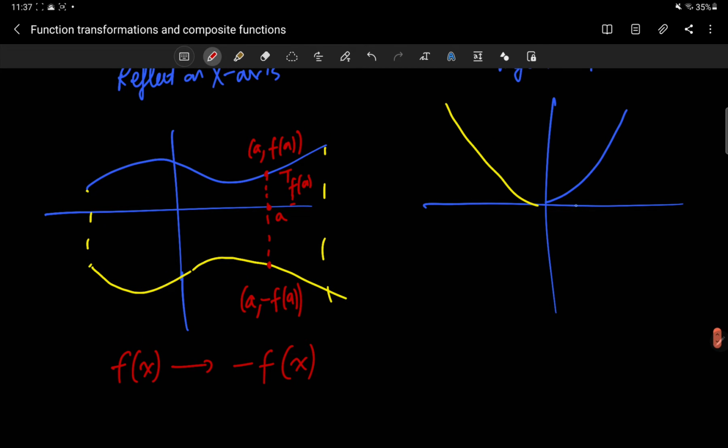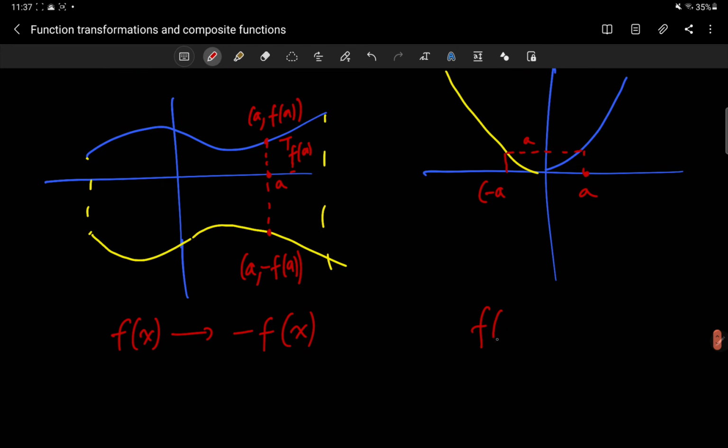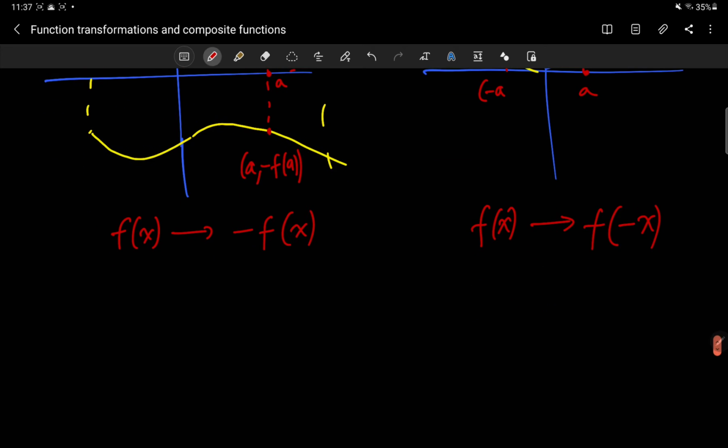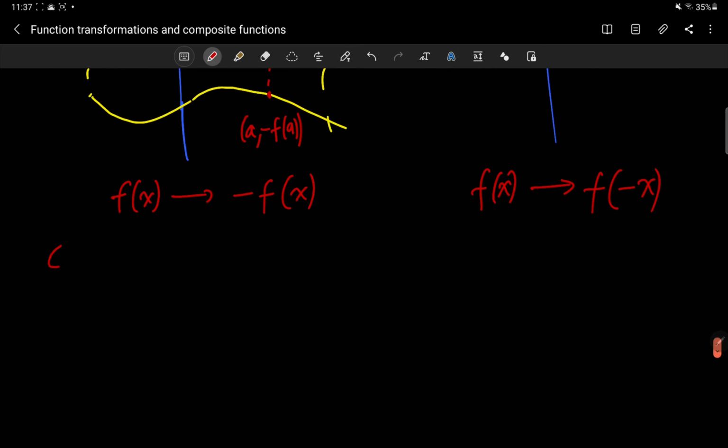Whereas in this case here, if this is A and that's my height f of A, then this distance remains the same. So this distance is A, which means this is going to be negative A. So in this case, you're changing x to negative x. What you're saying is, whatever the function does for positive inputs, now it does the same for negative inputs. Or whatever the function did for negative inputs, now it does for positive inputs. Okay, so let's look at two examples.